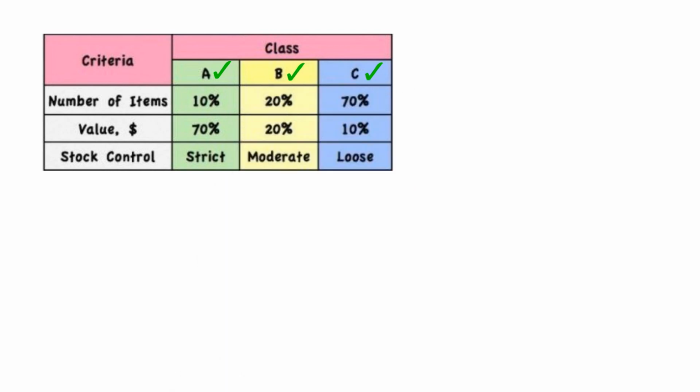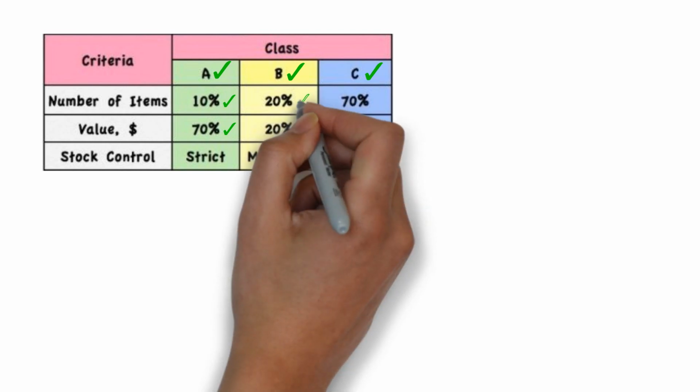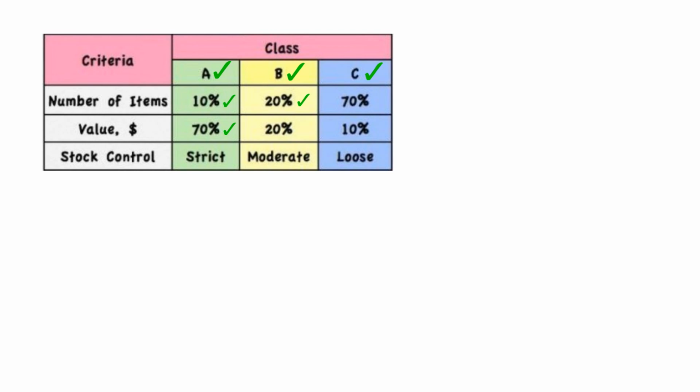The rough estimate is that A items should be approximately 10% of total inventory items and they are 70% of the total value. B items should be approximately 20% of total inventory items and they are 20% of the total value. C items should be approximately 70% of the total inventory items and they are 10% of the total value.